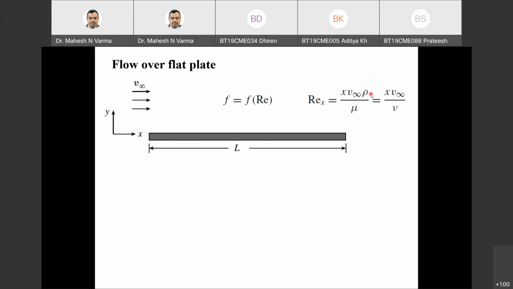Now you can say that okay, I will take a local value of velocity. Instead of x, I will take the width of the plate for calculating Reynolds number. You are free to do that, but then you cannot compare with the literature observation. So if you want to use the data from literature, you need to follow the nomenclature. So here in the nomenclature, this x is used. So x varies from 0 to l.